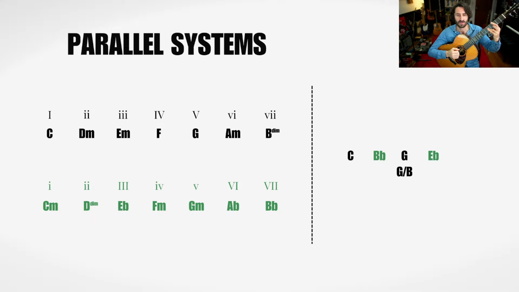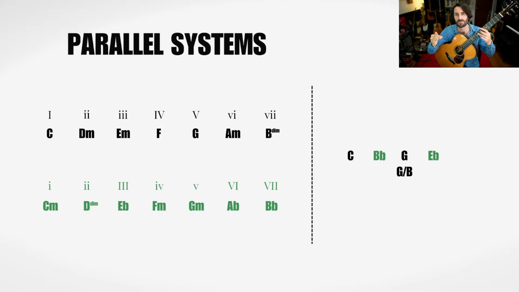C to B flat to G over B to E flat. And I would say that everything was going great. I'll do it this way. I'm going to go C, B flat, G over B, and then I feel like the E flat is kind of ruining it. I mean, when I say ruining it, it's just a particular sound. It's quite tense and unstable and unresolved.